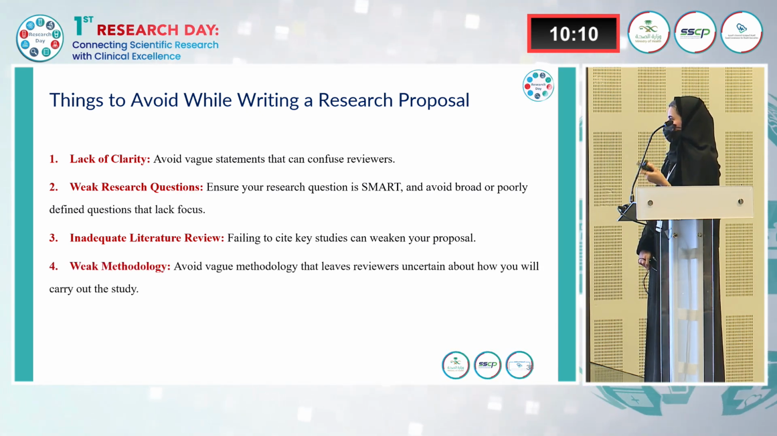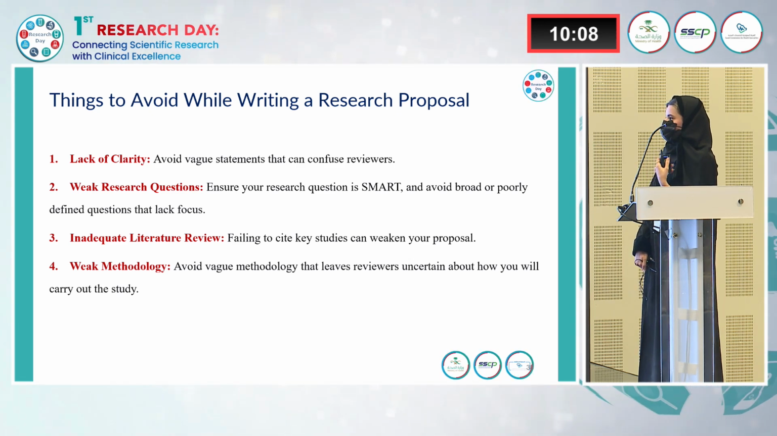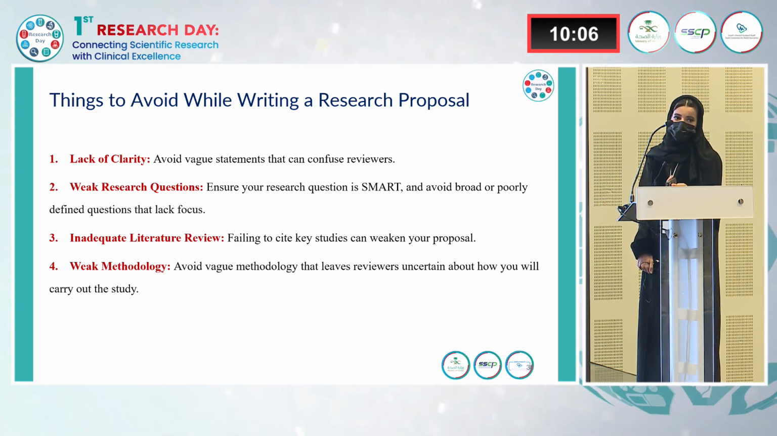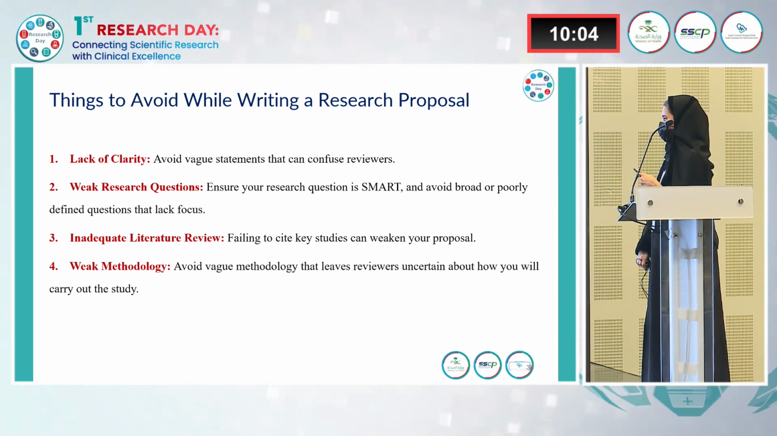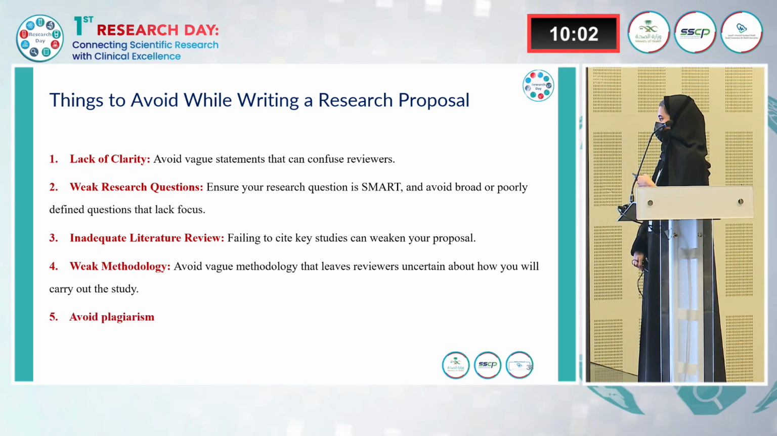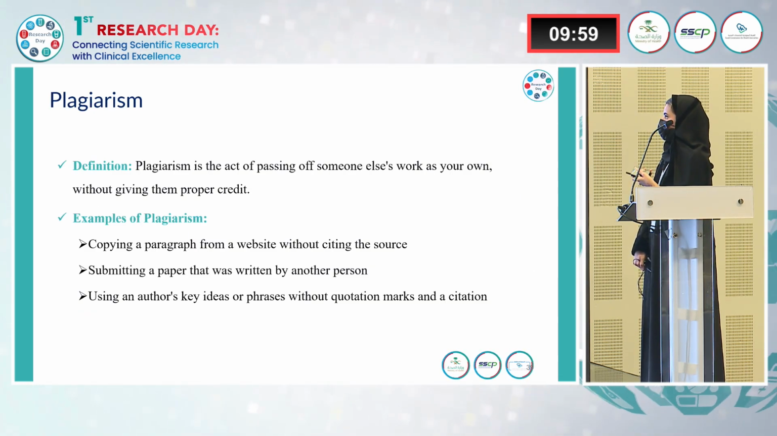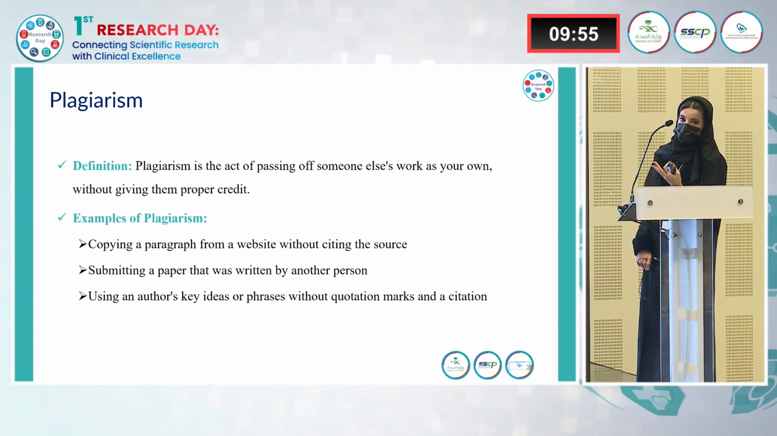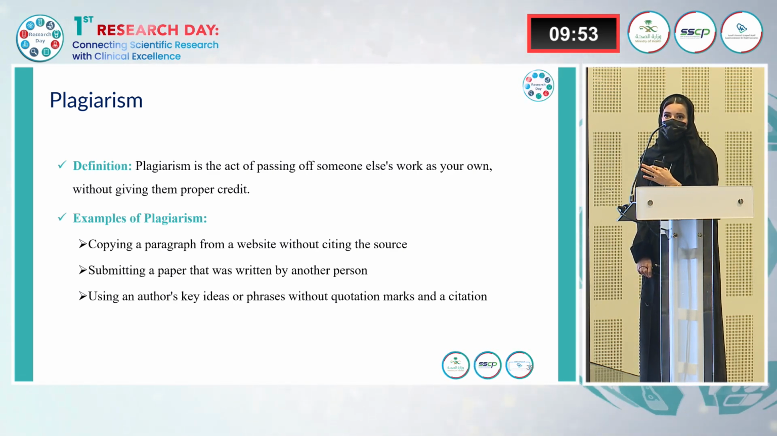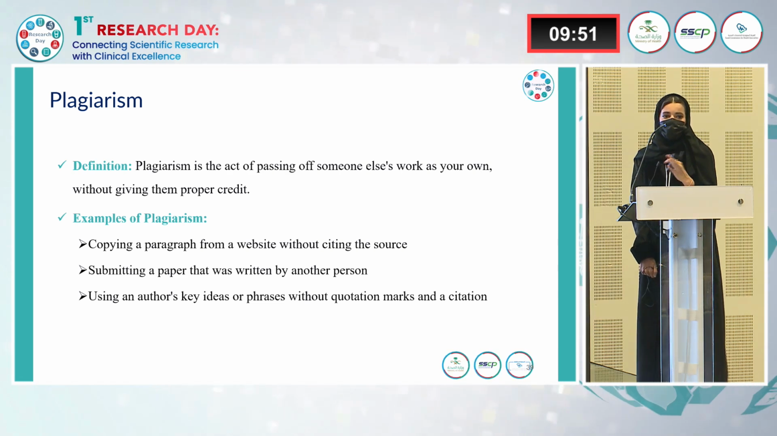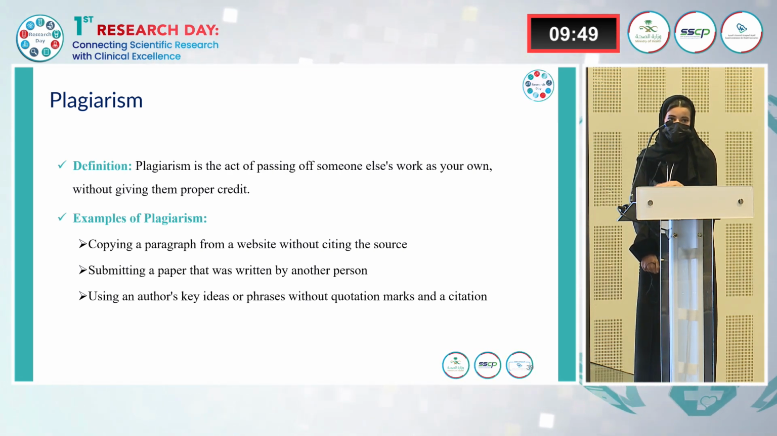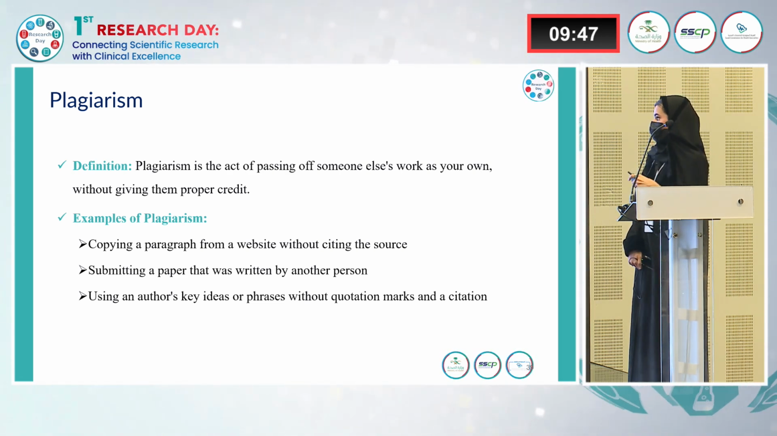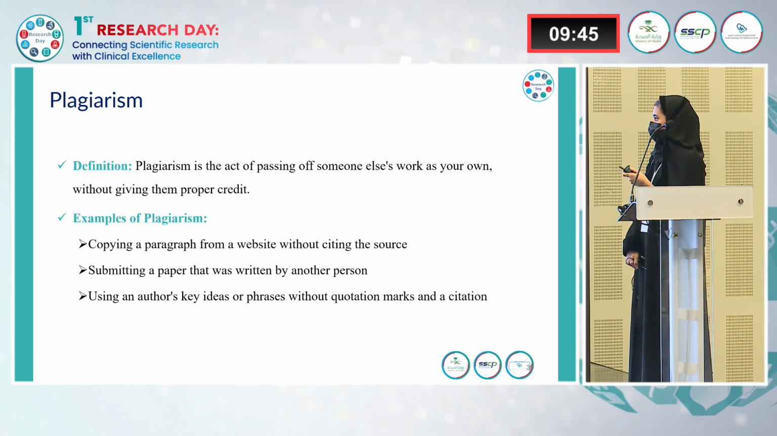Weak methodology. You should avoid vague methodology that leaves the reviewer uncertain if you will be able to conduct this project. And lastly, plagiarism. And as we said, plagiarism is the act of passing off someone else's work as your own. It's a common mistake when researchers copy and paste from previous research. So this is wrong and it should not be done.